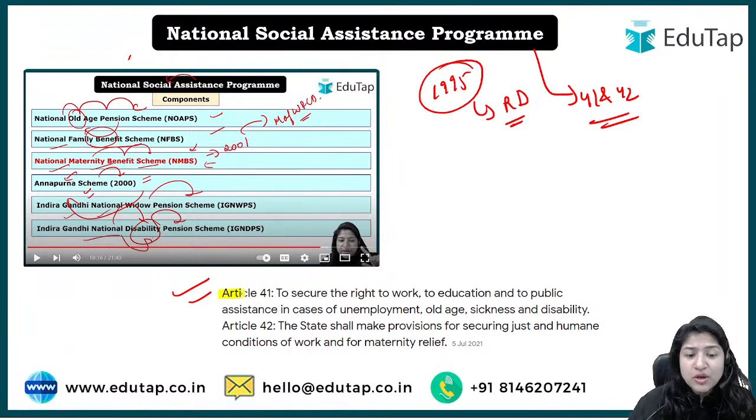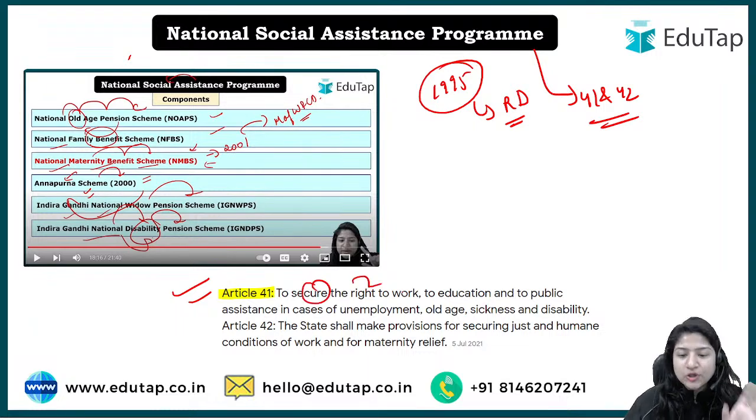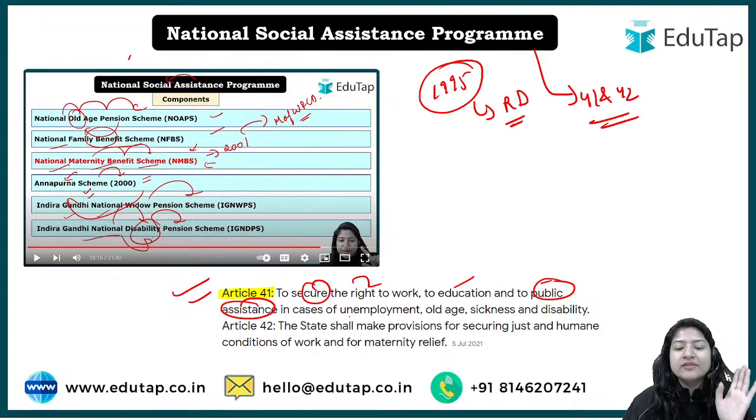Article 41 says to secure the right to work. ठीक है, तो 41 हमारा कहता है that whoever is working in India, it is the government's duty to secure their right to work, education and public assistance. So according to Article 41, the government's role is to secure the right to work, and in case of unemployment, old age, sickness or disability, because of which they are not able to work, to provide them public assistance. ठीक है, हमारा Article 41 ये कहता है.